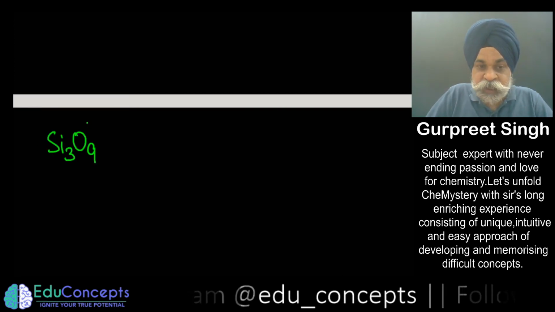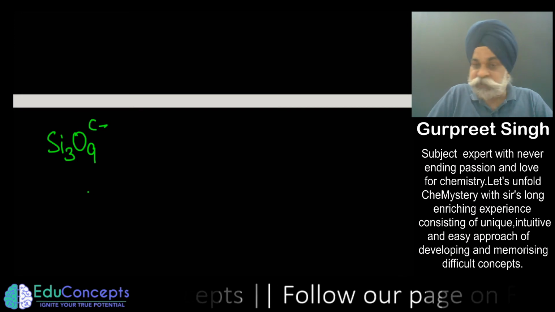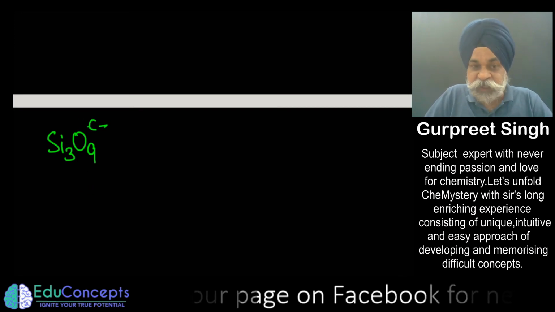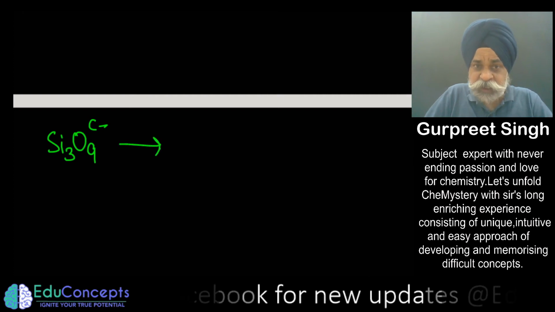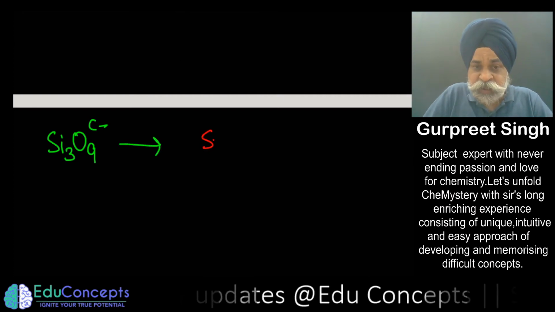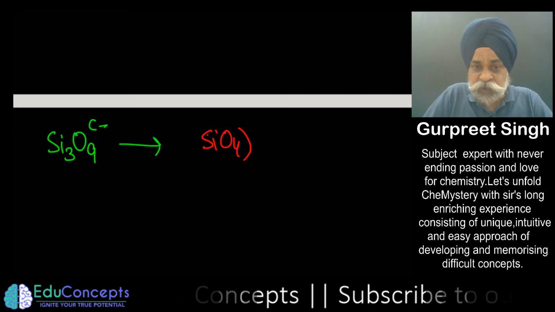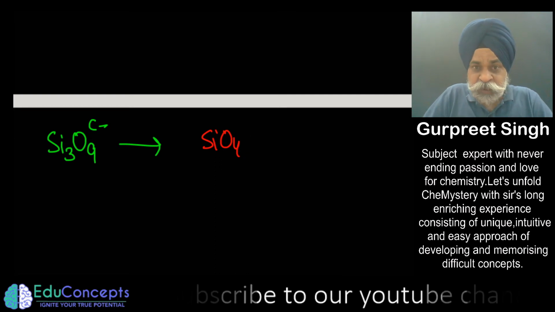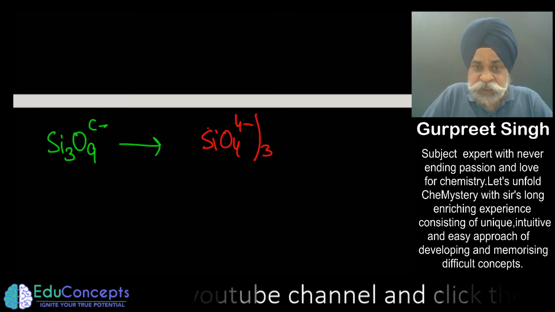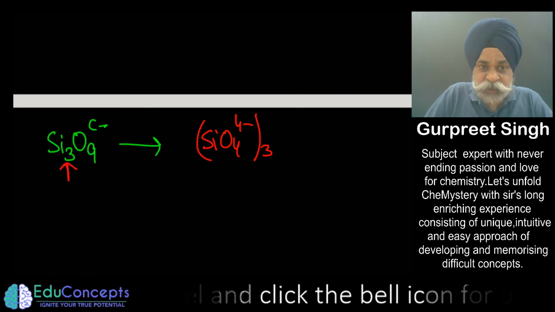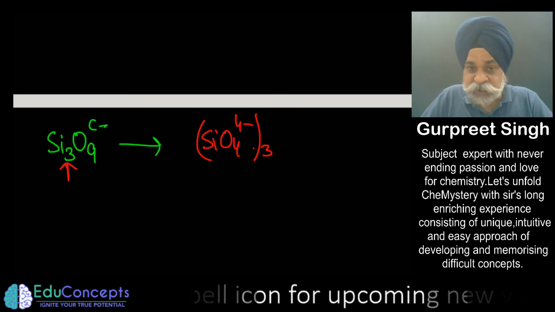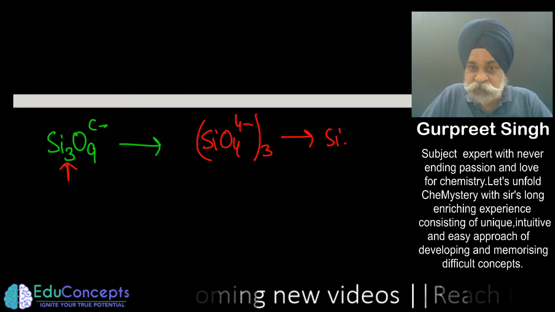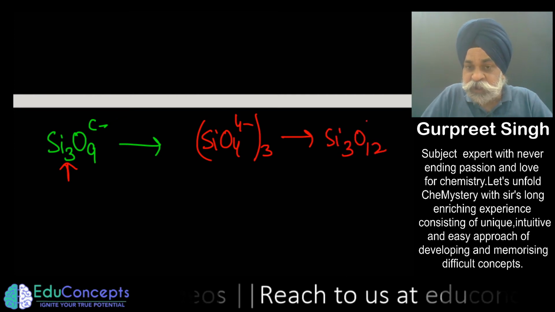Si3O9 and it was C negative. So we also want to find the value of C. Here also, what I shall be doing is taking SiO4 4 negative as 3 units, because there are 3 silicon here. So there would be three tetrahedron units. So it would again become Si3O12 12 negative.